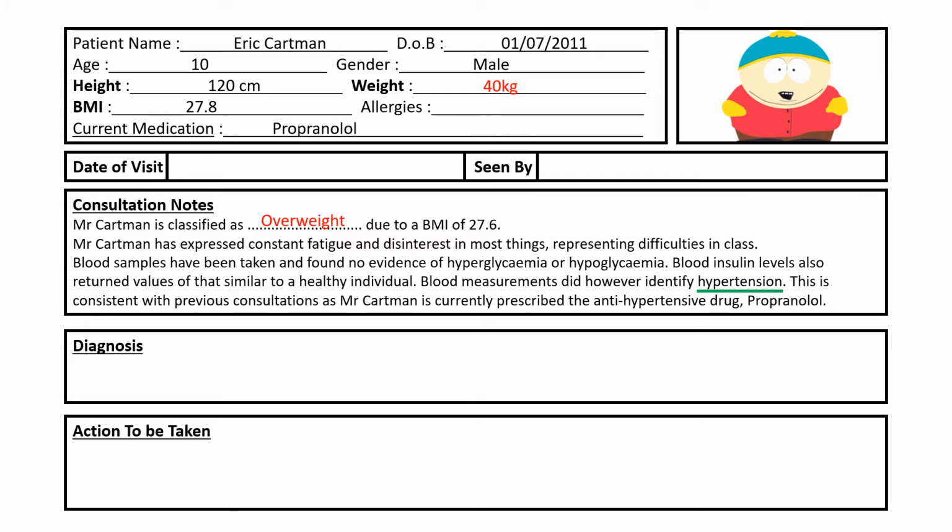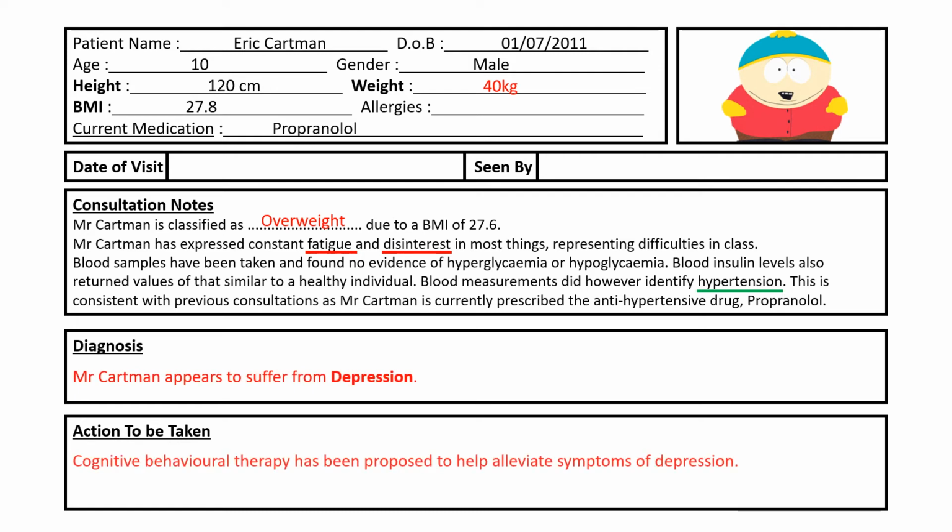This time it is not a symptom because he is on propranolol, a beta blocker that has risk factors in certain disorder. He also has symptoms similar to that of someone who is depressed, thus we can diagnose Cartman with depression. To alleviate depression, Cartman has been told to see a therapist and has also been prescribed the antipsychotic drug phenolzine.